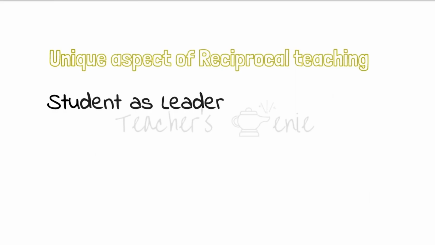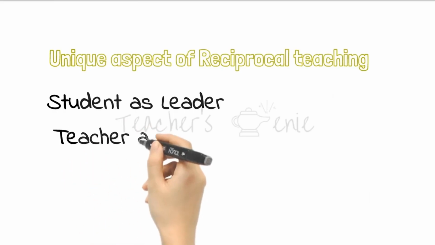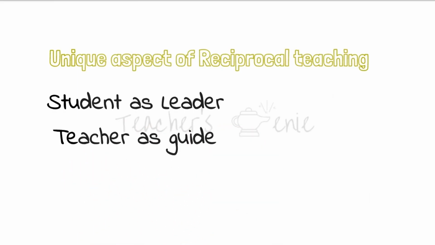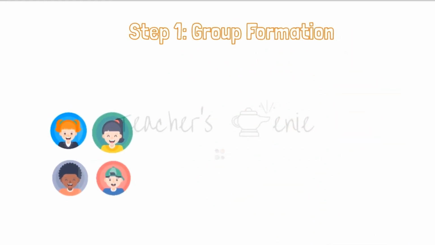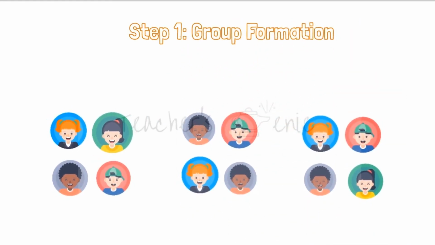The teacher's role is to model the process initially and then gradually hand over the responsibility to the students. The reciprocal nature of the strategy promotes collaboration, active engagement, and metacognition. Let's learn how it is done. Step 1 is group formation. In this step, students are organized into groups of 4.